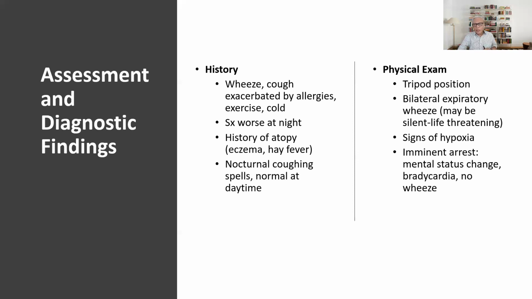All right, let's go through the history and physical of the patient as far as assessment is concerned. To determine the diagnosis of asthma, the nurse must always try to determine the symptoms of airway obstruction if they are present. So, what are some of those things that you need to find out? If there are symptoms of wheezing, coughing, exacerbated by allergies as well as exercise and cold. You need to include this in your history taking. Also, try to determine if the symptoms are worse at night and early morning.